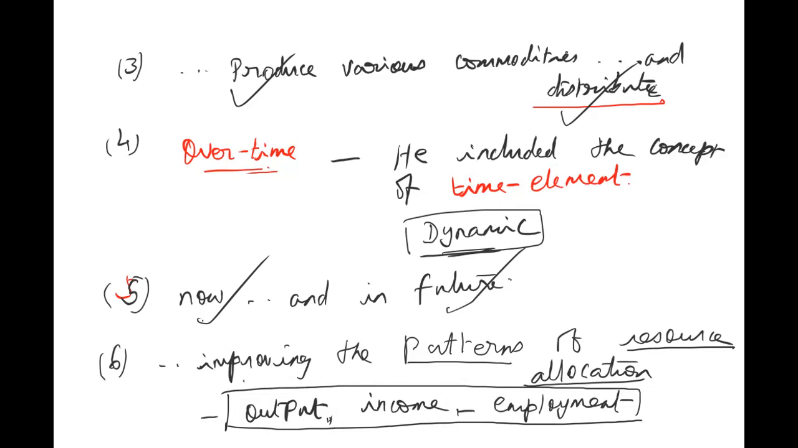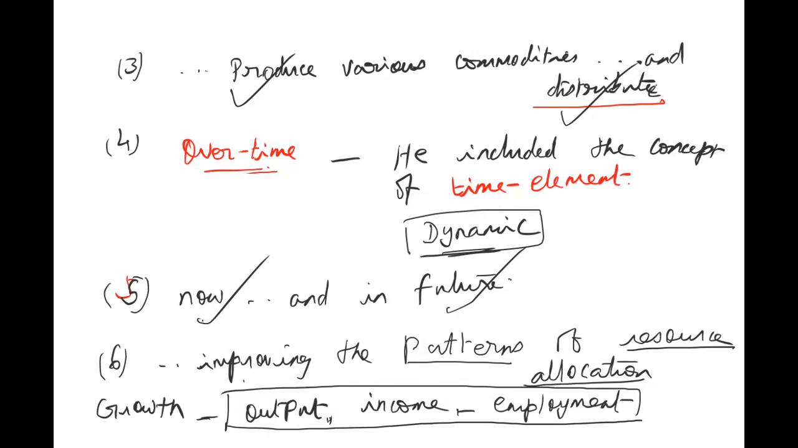So if you are increasing everything, that is what is called the growth of the country. So that's why his definition is considered the growth definition of economics. Okay, so that's why it is relatively superior to the definition given by Robbins.